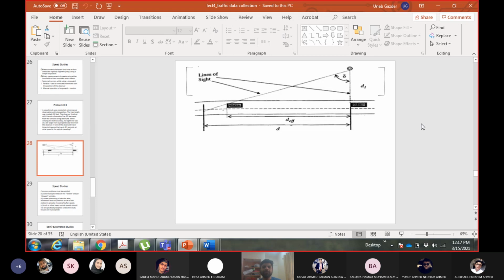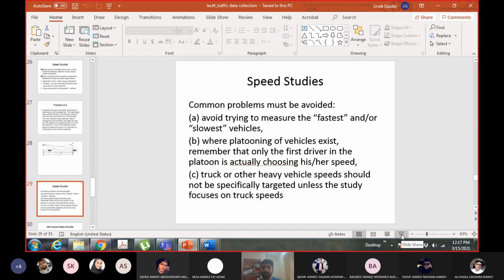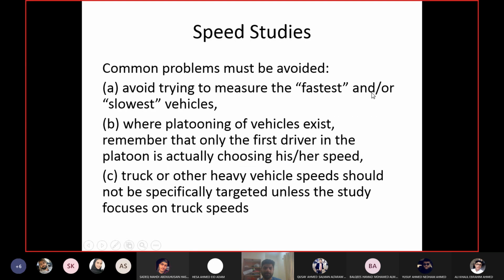Okay, so these are few things which you can do in order to remove the parallax error from the observation, not in terms of calculation, but from the observation itself. When you are doing the speed studies, there are a few things you have to keep in mind. Whatever we are discussing right now is very important for you guys as well, because you will be doing the speed study for the second submission of the project. So keep these things in mind.